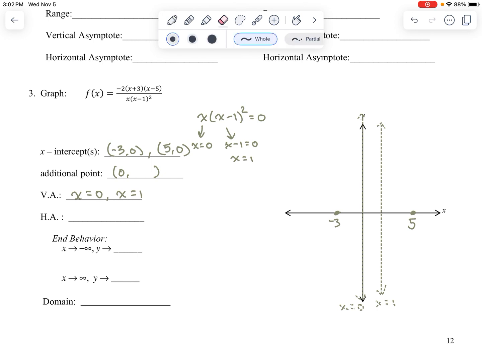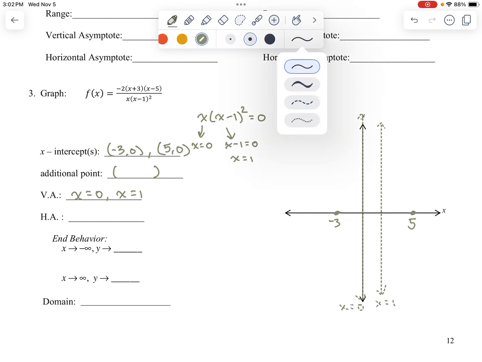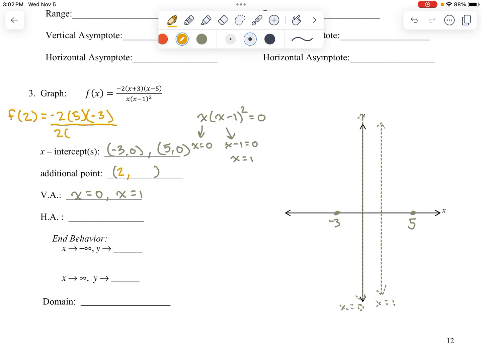All right, so if we can't sub in 0, we can't sub in 1. How about we sub in, let's do 2. I guess that makes sense. So sub in 2. So f of 2 equals -2. 2 plus 3 is 5. 2 minus 5 is -3. Over 2 times 2 minus 1 is 1. So let's see, that would be 30 over 2, which is 15.